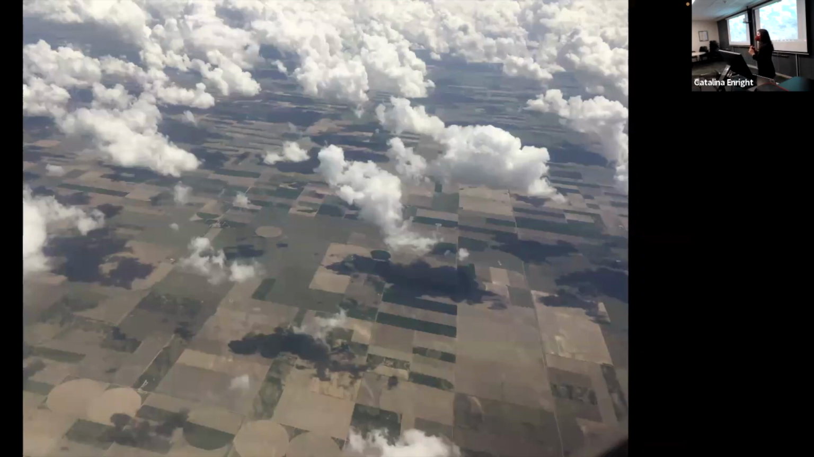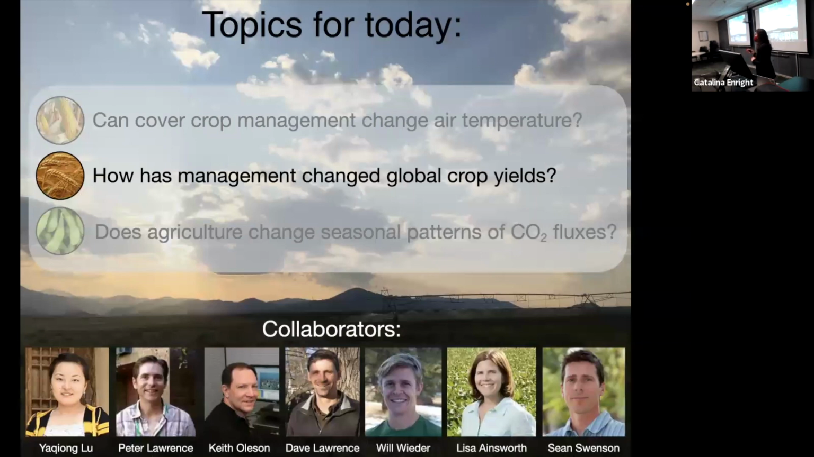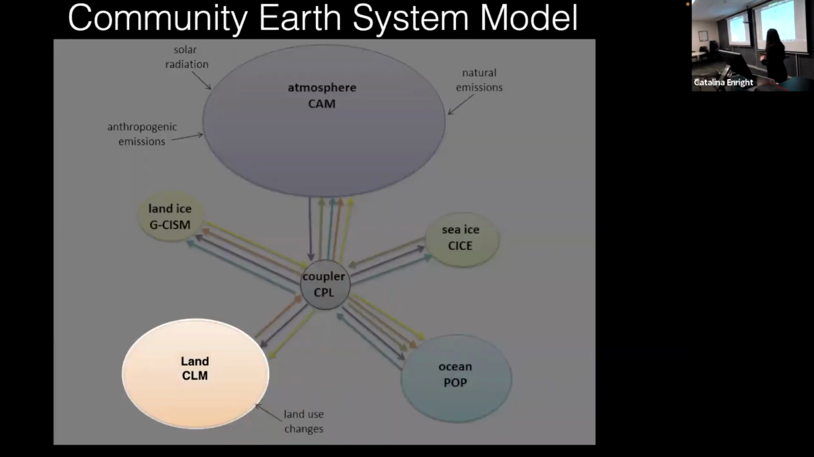Okay, so like I said, with agricultural management, we are changing the way the land surface looks and the way that it functions. And so this cover crop experiment is just highlighting one example of that. Next I want to dive into thinking about agricultural management a little bit more in depth. The question that I will ask is how agricultural management has changed global crop yields. But in doing so, I will also explain a little bit about how agriculture is represented in the community land model. So I'm going to dive in and just focus on land only impacts right now.